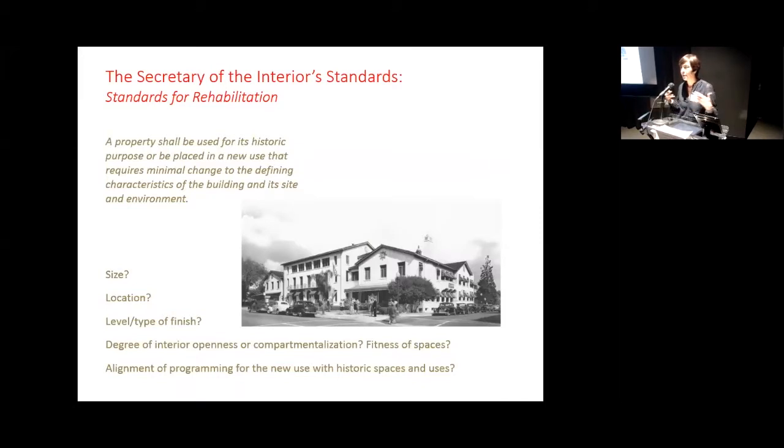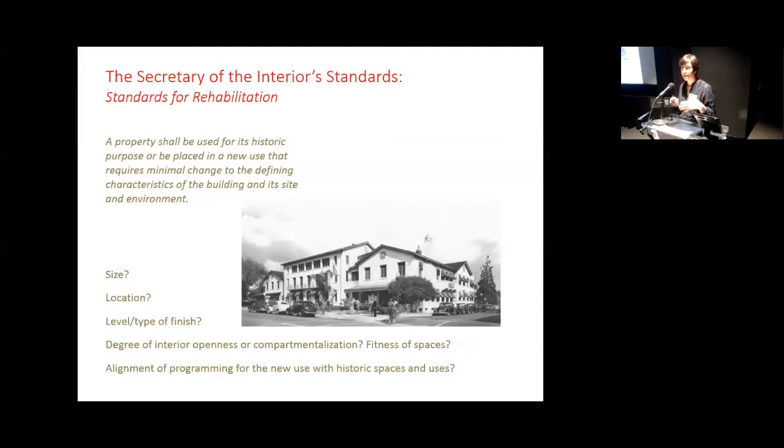These are the kinds of things where you're looking at the new use and the historic building's characteristics and seeing if it's a good fit. So it might be the size, it might be, is it an appropriate location? Does the level or type of finishes in the building lend themselves to the kind of use that you're planning for? Is the interior completely open, or is it more compartmentalized? These are the kinds of characteristics that you're going to look at when you're evaluating the building and saying, what is it about this building that we might need to preserve?